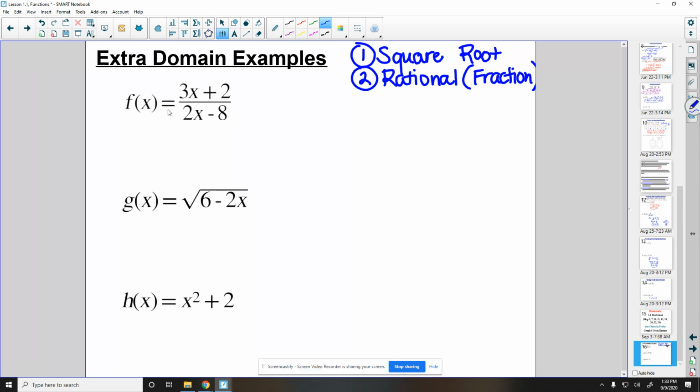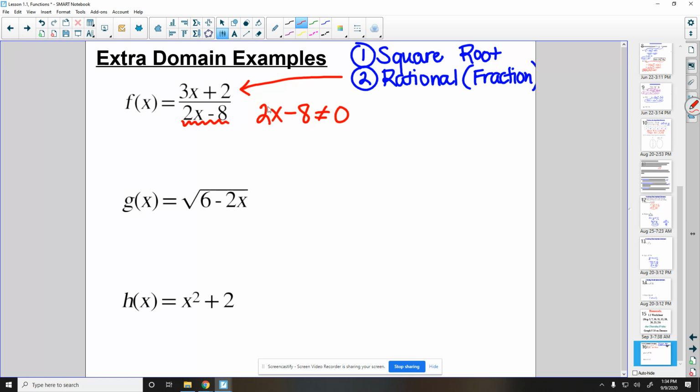So here we go. The first one, f of x is equal to a rational function. So I have a rational function, meaning I have a fraction, and in fractions, the restriction is that the bottom cannot be 0. That's in every single kind of fraction. So you are going to take that denominator and say that that cannot be 0. Because if it is, it means we're dividing by 0, and that's not a thing.